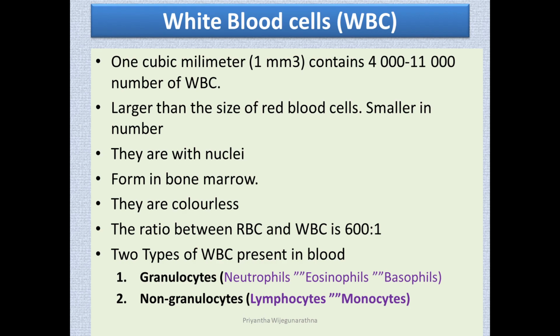The size of the white blood cells is comparatively larger than the red blood cells. When you compare, red blood cells don't have nuclei, but a white blood cell contains a nucleus. The white blood cells also form in the bone marrow. They are really colorless. Though the name is white blood cells, they are colorless.